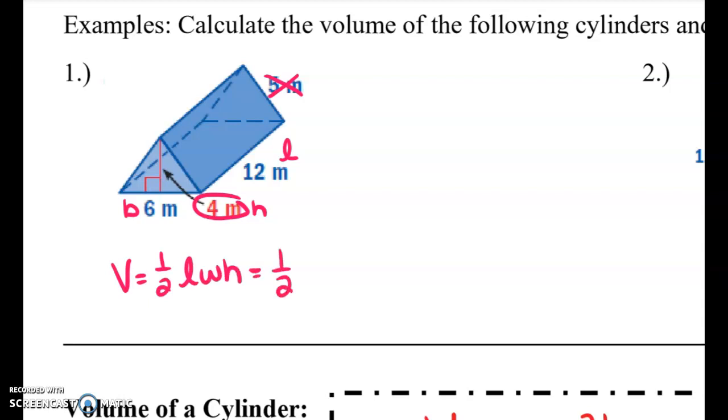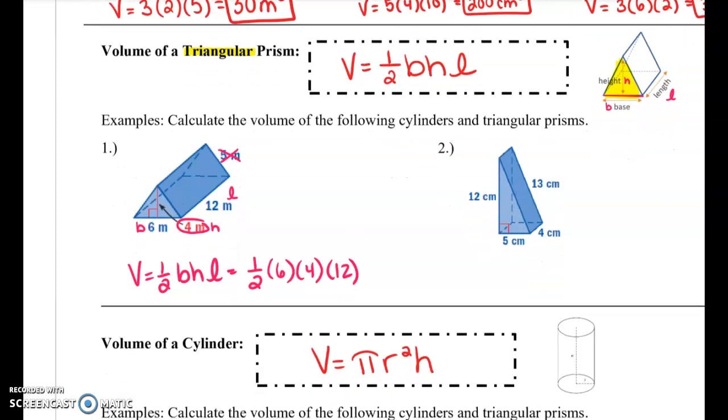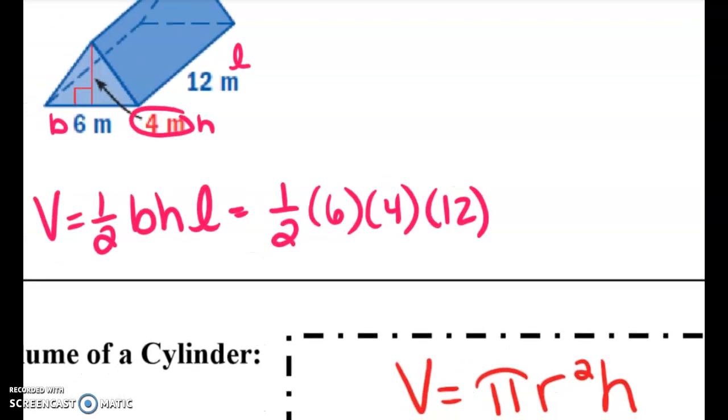So it's 1/2 12 times, or it's not length times width times height, excuse me, it's 1/2 base times height times length. Don't want to confuse us. So 1/2 my base, which is 6, times my height, which is 4, times my length, which is 12. So I'm going to go through and multiply all of that in my calculator. So instead of 1/2, I'm going to do 0.5. So 0.5 times 6 times 4 times 12 gives me 144. So this is 144 meters cubed.